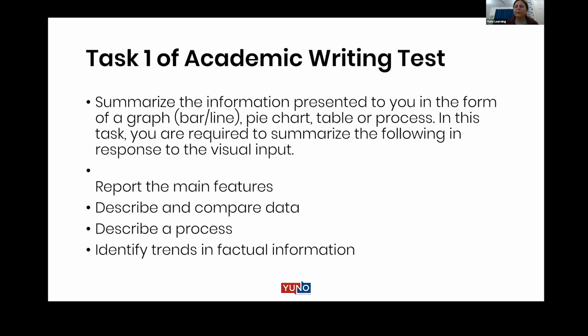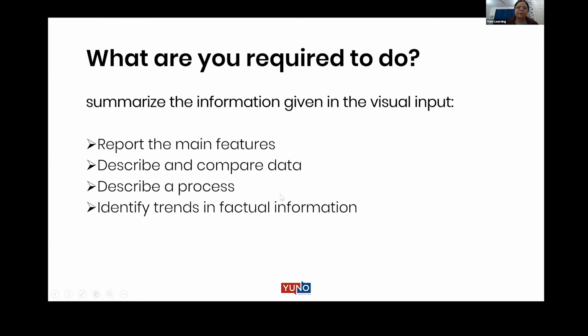So what do you do in this? You report the main features. Then whatever data is given to you, you describe and compare that. If a process is there, you describe that process. In case it's a line graph, it will have some information about the past, something about the future also, something related to trends. So you should be able to identify the trends that are there. So you report the main features, describe and compare data, describe a process, and identify trends in factual information. Please remember this. This is what you're required to do.